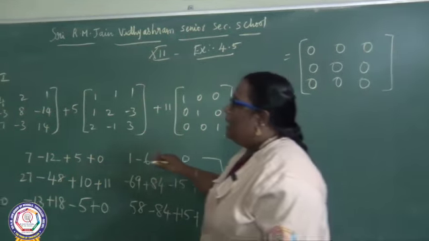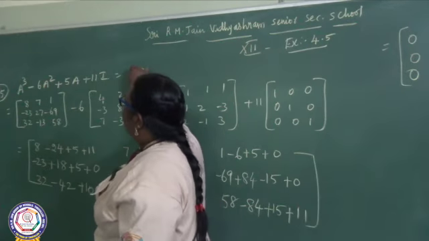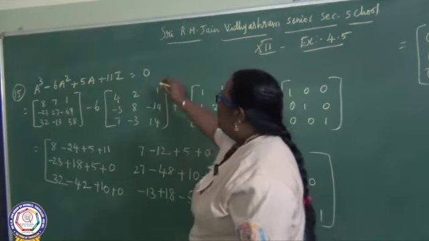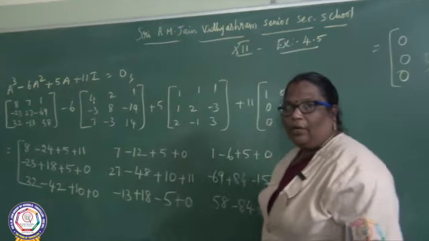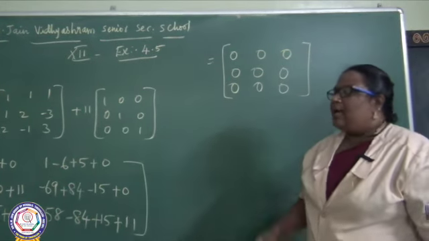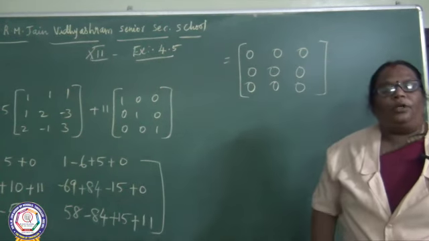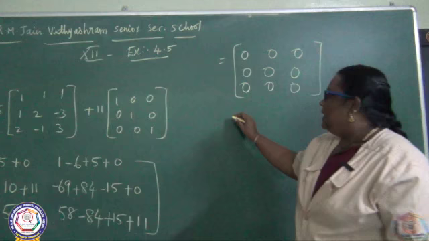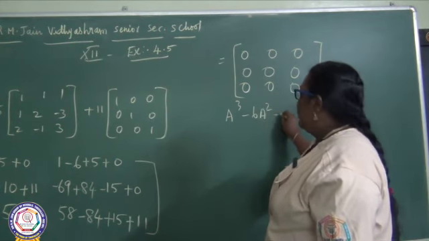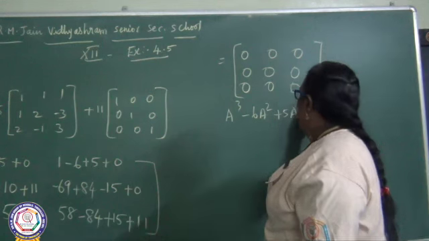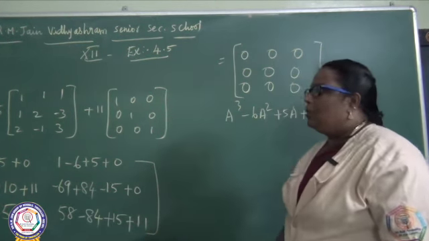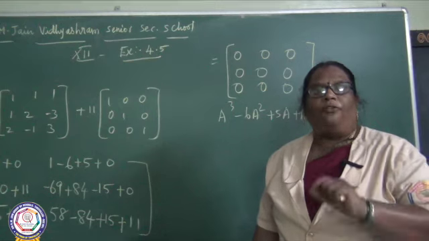So we proved A cube minus 6A square plus 5A plus 11I equal to the order 3 zero matrix. So we have proved. Then we come to the A inverse of the given term. So now we move on to that sum. See, A cube minus 6A square plus 5A plus 11I equal to 0. We will find out the value of A inverse.